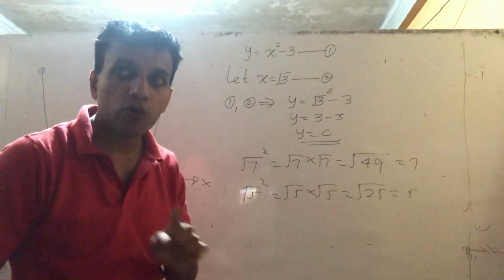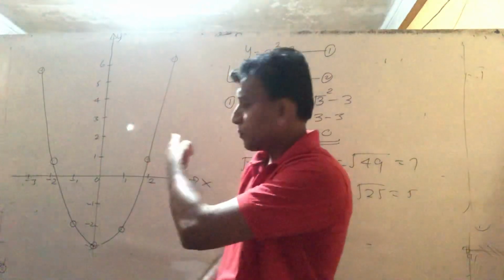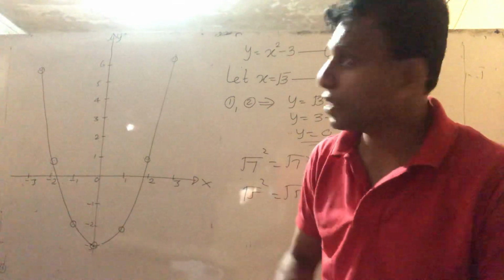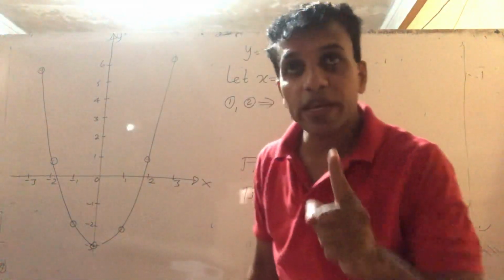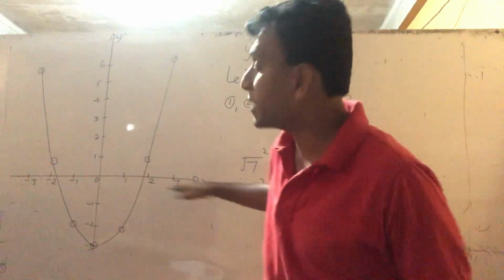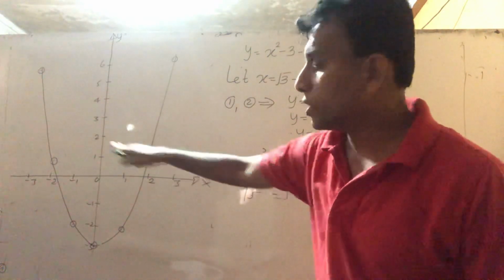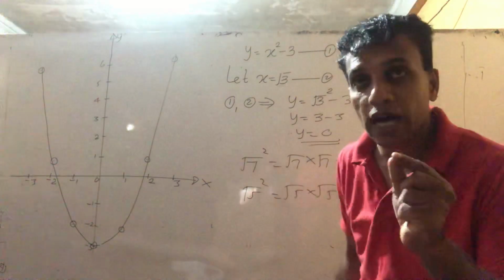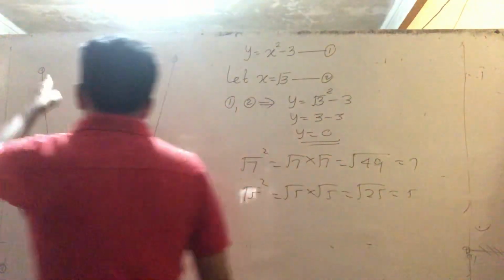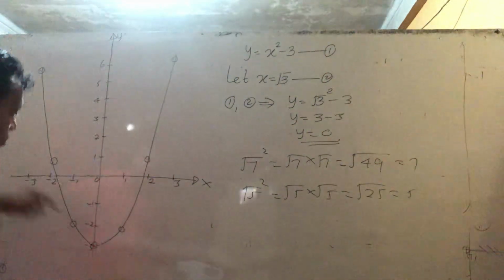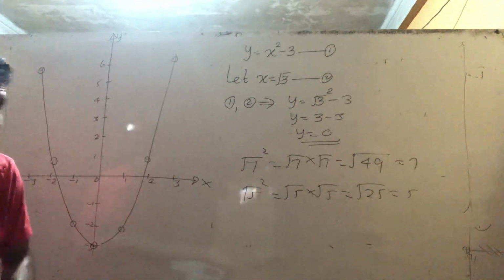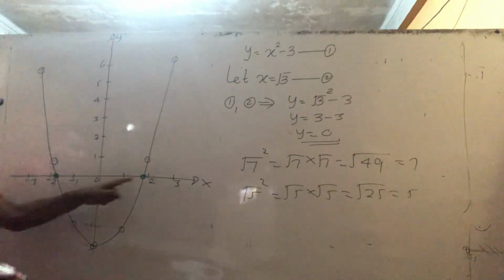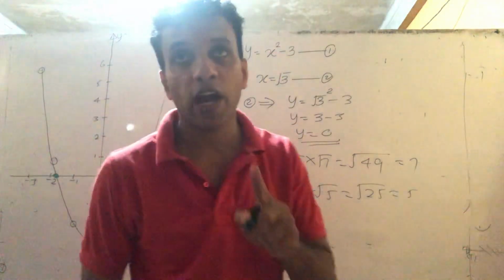Now you draw this line in the graph sheet. Draw that line. What is x equals 0? X equals 0 is the y-axis. Y equals 0 means x-axis. Therefore, the idea of the square root answers are where this graph cuts the x-axis, where it cuts here and here. These are the two answers of the square root 3.